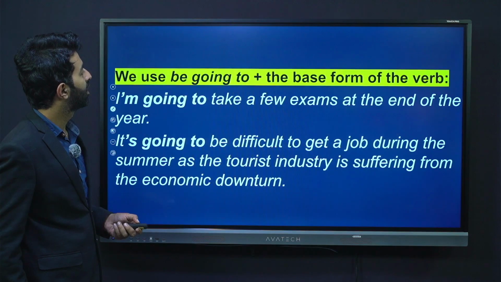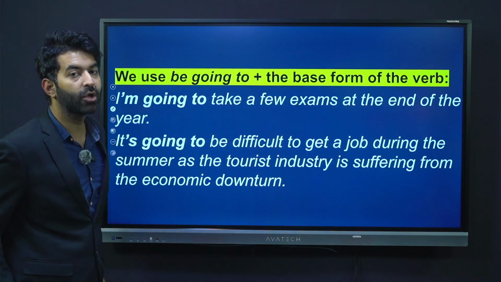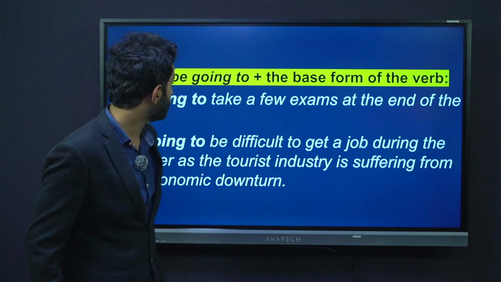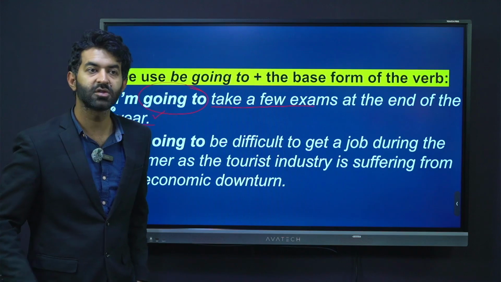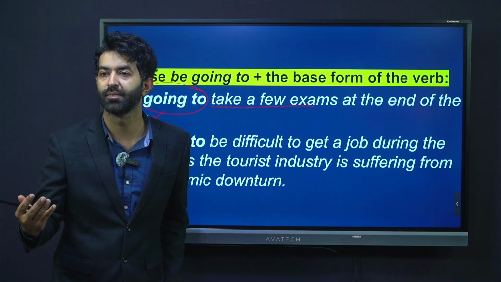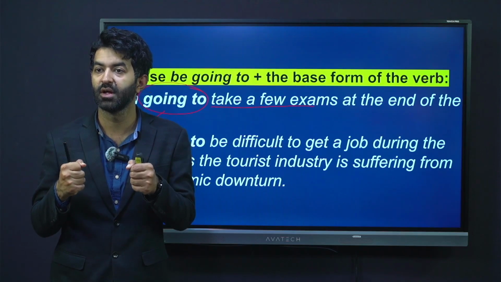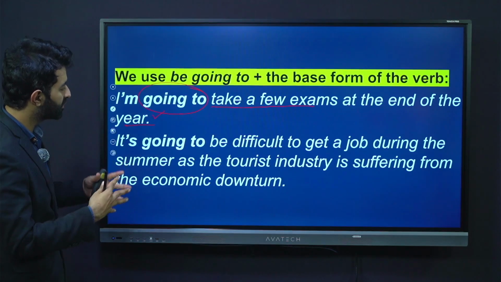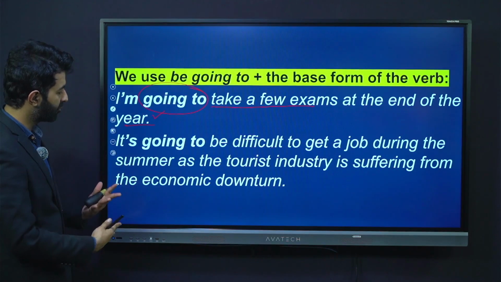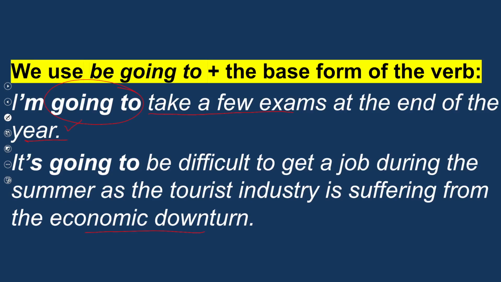ओके। अब हम देखते हैं how are we going to use going to. I am going to take a few exams at the end of the year. क्या आप कह सकते हैं I will take a few exams at the end of the year? Yes, but it's more appropriate to say I am going to, because this sounds more determined, certain. Okay? It's going to be difficult to get a job during the summer as the tourist industry is suffering from the economic downturn. So, this is how we usually do.